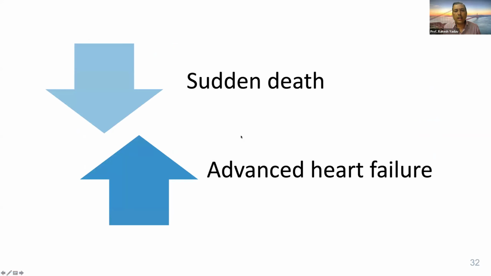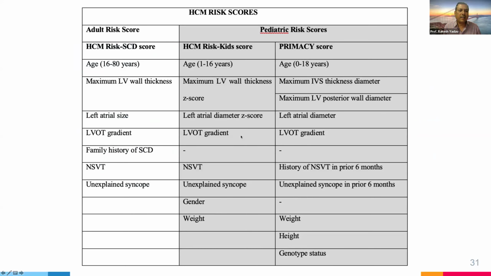Some have included LVOT gradient as a marker, but LVOT gradient has a lower value when you are predicting the risk score in the pediatric population. So if you have a family history of sudden cardiac death and your child is young, I think don't try to give ICD in these patients, because the predictive value for sudden cardiac death is not very good. So these are the differences between adult and pediatrics.